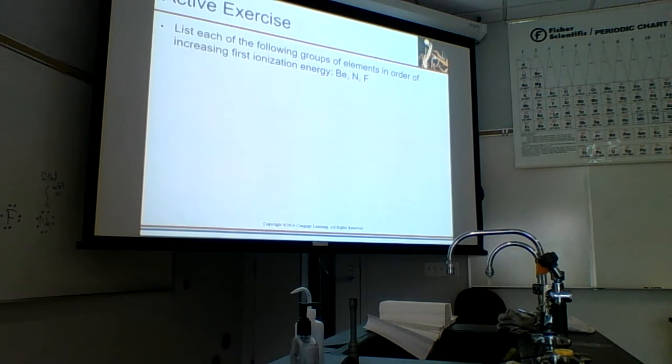List each of the following elements in order of increasing first ionization energy. So which one would be the hardest to strip an electron off? Beryllium, nitrogen, or fluorine? Fluorine, followed by nitrogen, and then beryllium. Beryllium would be the biggest of this series here. So fluorine is going to have the biggest ionization energy, and beryllium would have the smallest ionization energy.